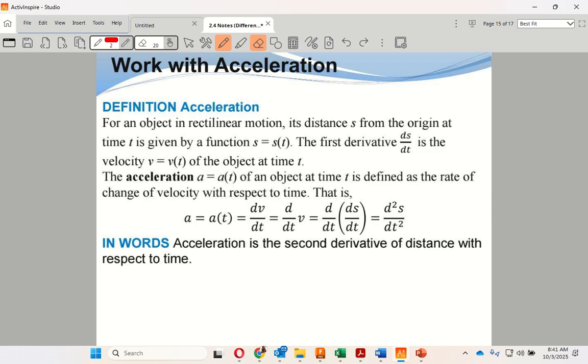So when we talk about a slope, it is either increasing or decreasing, right? So that would be my first derivative. And my second derivative would be, at what rate is it increasing? Is it increasing at an increasing rate, or is it increasing at a decreasing rate? That second part would be the acceleration of that.